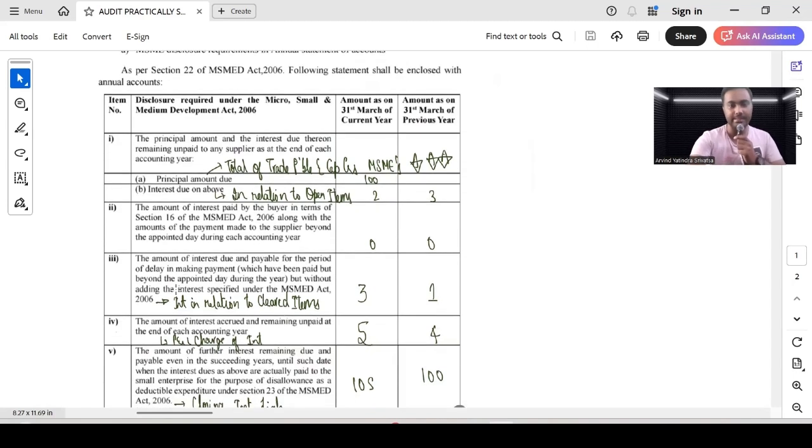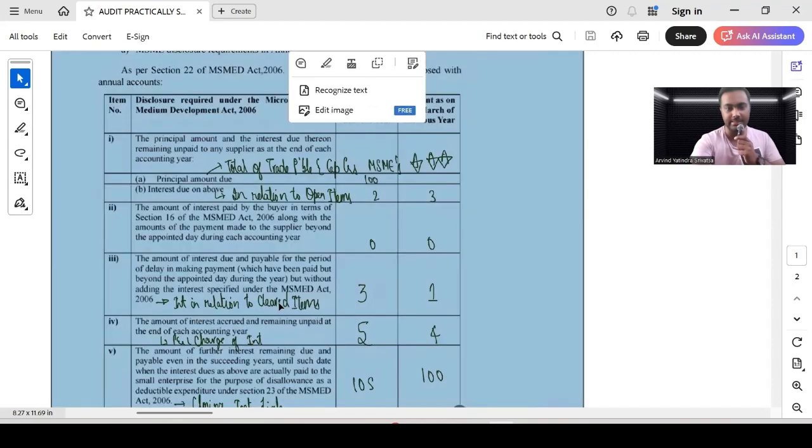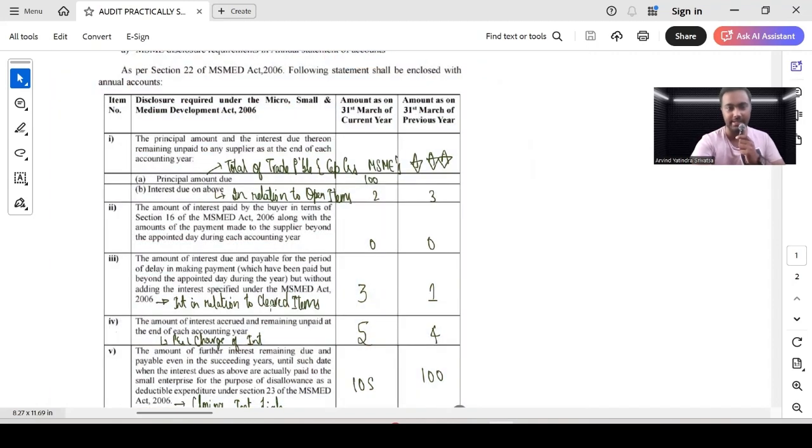So basically, here they are asking us what is the interest in relation to cleared items. Like the cases where we pass entry, trade payables account, debit to bank, what is the interest you had to accrue in relation to those transactions? That is the amount they are asking. Let us say we had a payment of 40 during the year on delay to our MSME vendors, on which an interest accrual of 3 had to be made. So that is the amount they are asking us. Basically, this is the interest in relation to your cleared items.